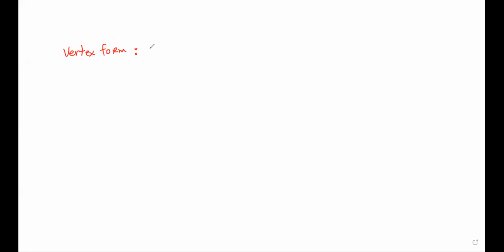So for your vertex form, we're in the form y equals a(x minus h) squared plus k, where (h, k) is the vertex. Remember that? If it's already in this form, they're quite easy to do, aren't they? We can write the vertex very easily, but many times the question is not in this form, it's just in the general form.